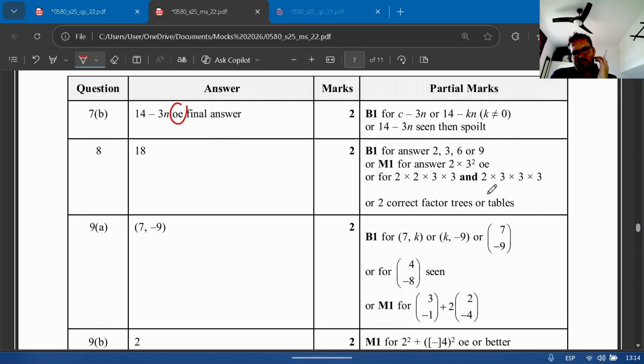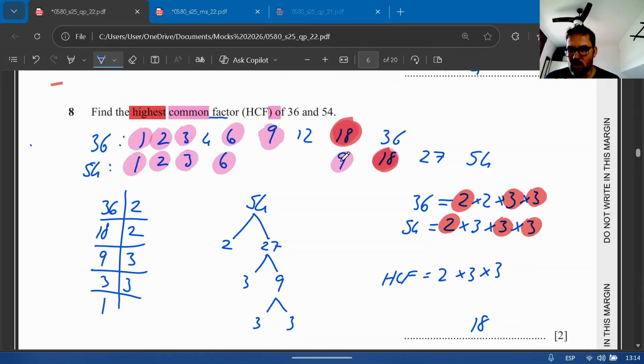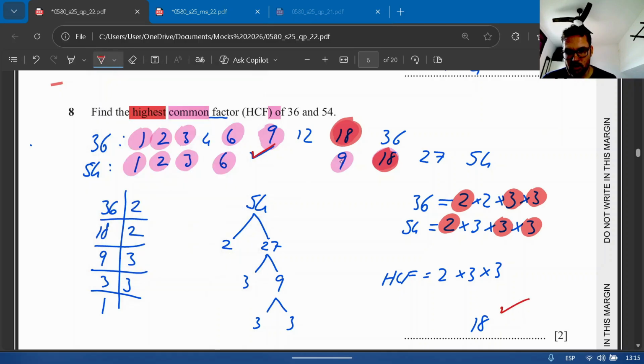Right, so let's do marks again. You get a mark if you've done my first step, where you identified the common factors, and then a mark for the answer. Or if you've done a correct factor tree of either, and then you get the second mark for the correct answer.